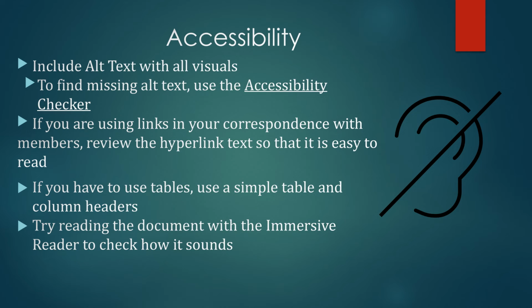The accessibility checker, in order to do that, if you're in Word, you'll go under Review and then Accessibility, and then there's a little accessibility checker button, and that will walk you through whether things are accessible in your document or not.